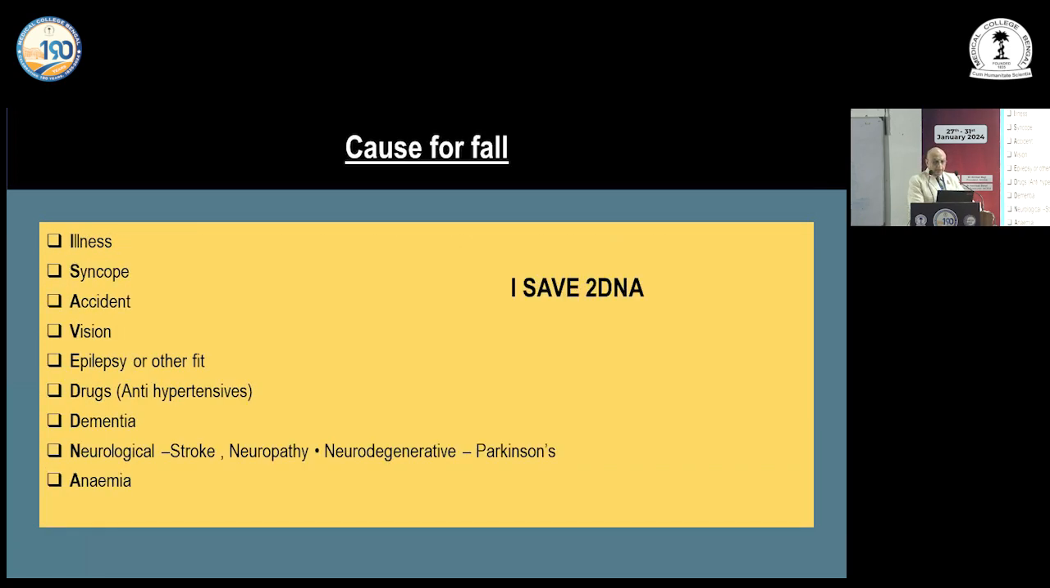For the cause of fall, I have made a mnemonic: I save 2 DNA. Illness, syncope, accident, visual impairment, epilepsy or other types of fits, different types of drugs like anticonvulsants and antihypertensives, dementia, other neurological issues like stroke, neuropathy, and neurodegenerative disorders like Parkinsonism, and anemia. So these are the causes we should remember for the high chance of fall and hip fractures in the elderly.